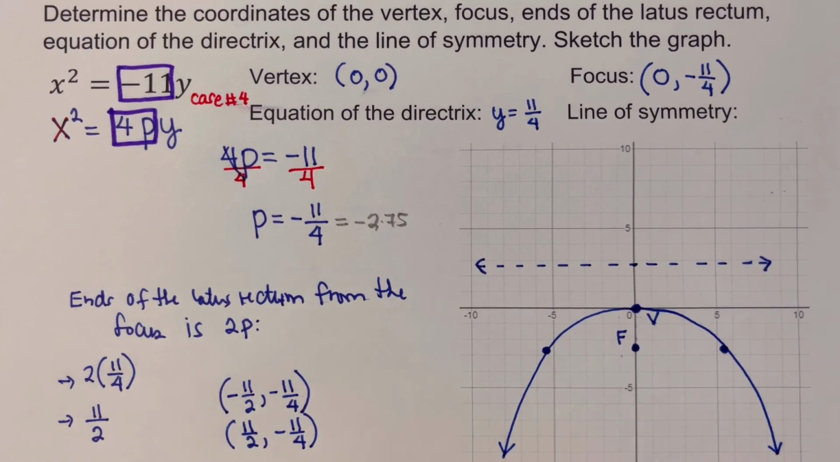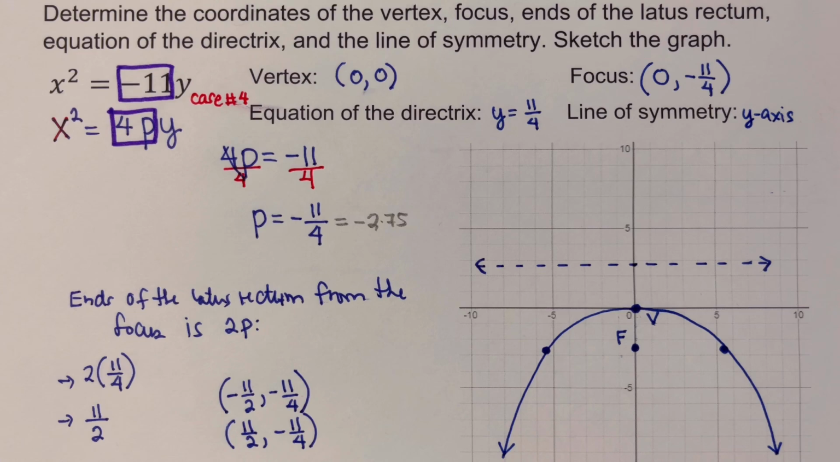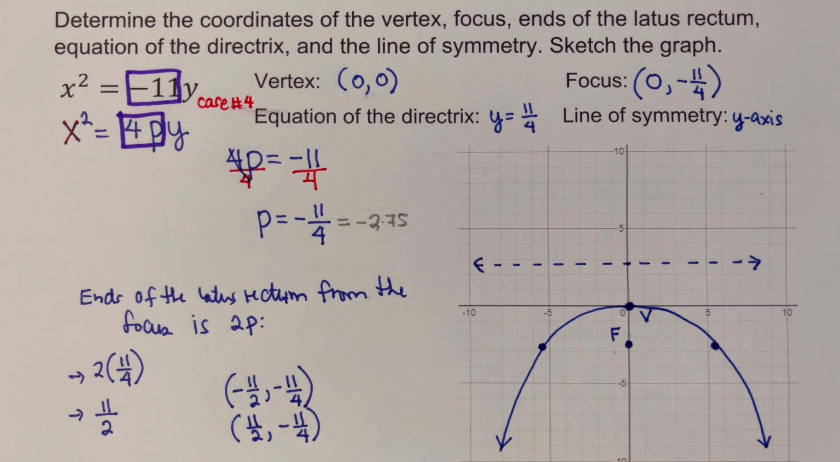We can tell that our line of symmetry is the y-axis. So I will go ahead and label that up here. So this is the graph of this equation that we have up here. Did you get the same answer as this?